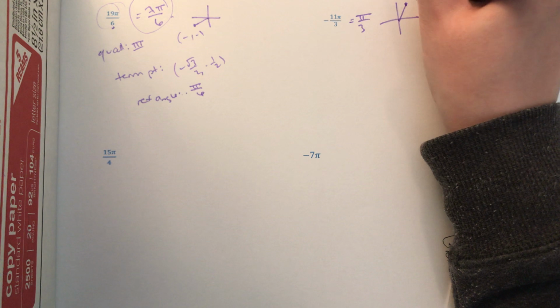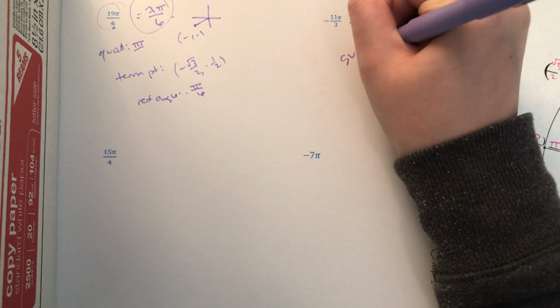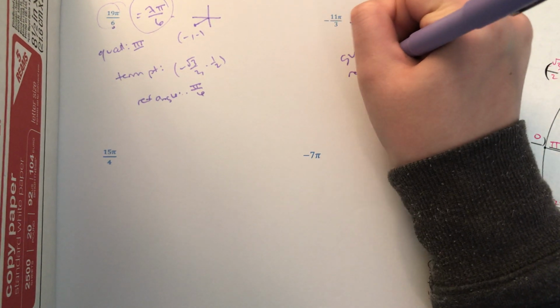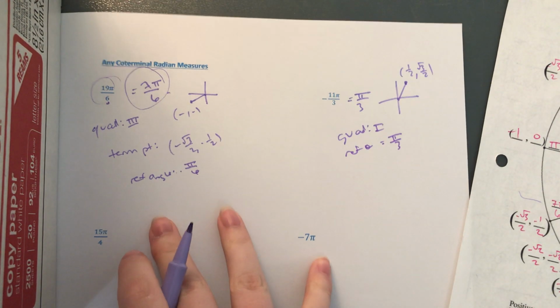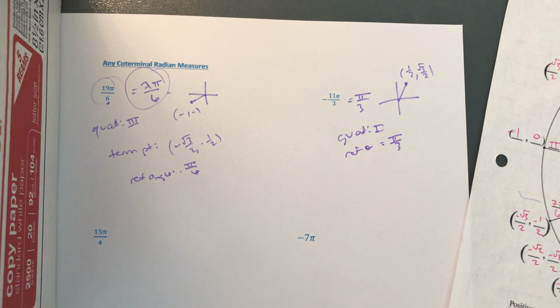Terminal point is 1/2, √3/2. Quadrant 1, reference angle is pi over 3. And then you would just literally use the pi over 3 chart, fill in the trig functions.